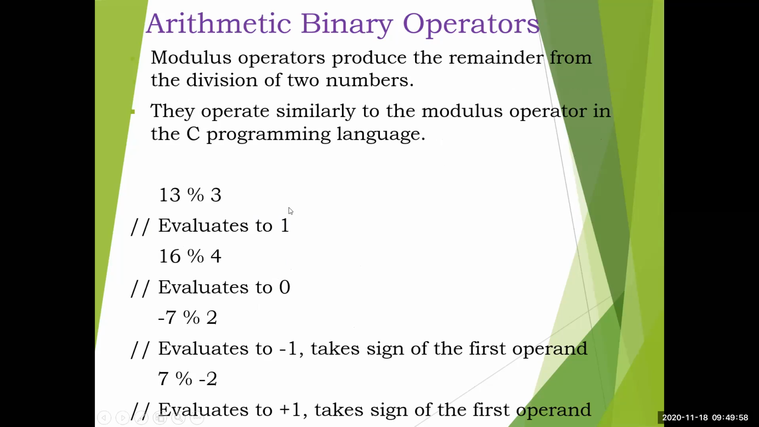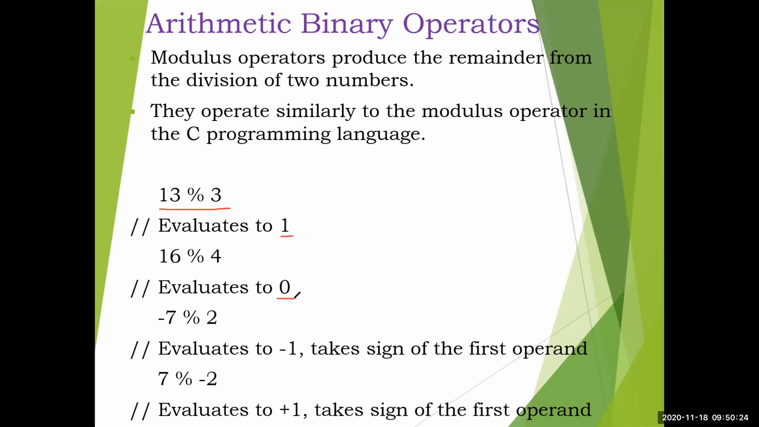Then the modulus operators, which we have not seen. Modulus operators produce the remainder from the division of two numbers. They operate similarly to the modulus operator in the C programming language. If you write 13 % 3, what is that? 3 fours are 12, and the remainder is 1. That will be stored. 16 by 4 will be perfectly divided, so the remainder is 0.